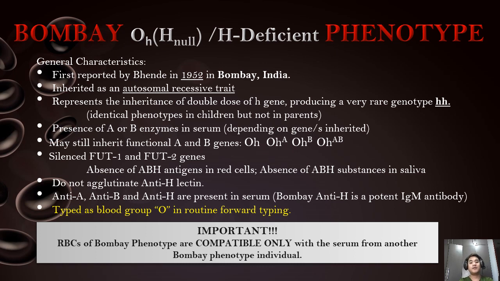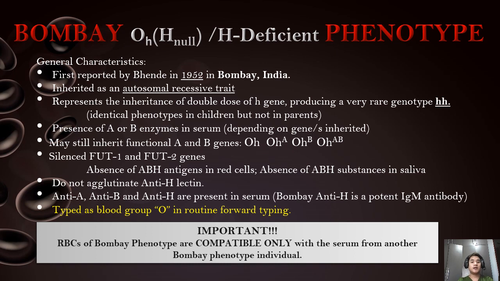And going back to your Landsteiner rule, class, since Bombay phenotypes do not produce any antigens on their red cells, then therefore they will produce antibodies directed against the missing antigens, particularly your anti-B, anti-A, and anti-H antibodies.